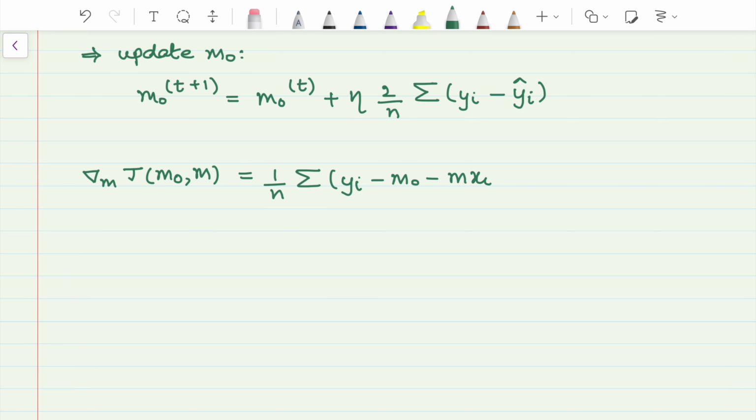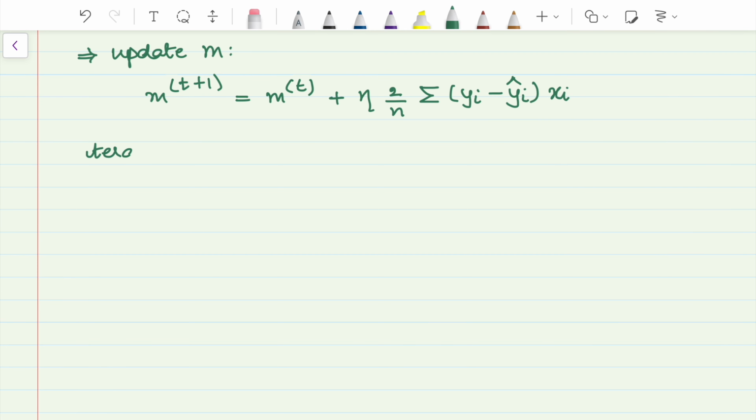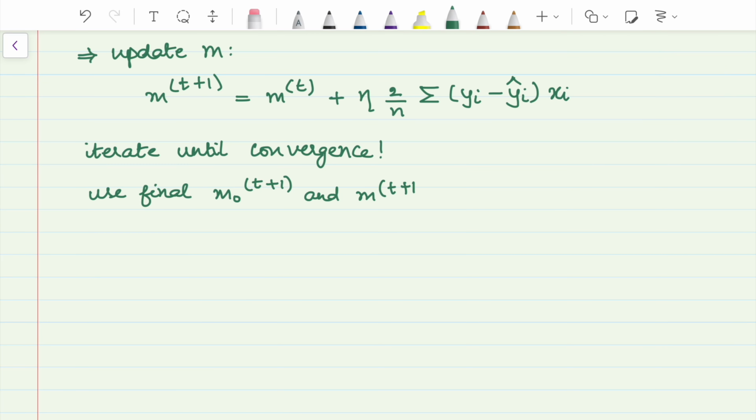We find the gradient with respect to m and write the update equation as m at t plus 1 equals m at t plus eta times 2 by n into summation of yi minus yi cap into xi. Finally, we iterate through both of these equations until convergence and use the final m0 and m values that we obtained for the line equation. This gives our linear regression solution.